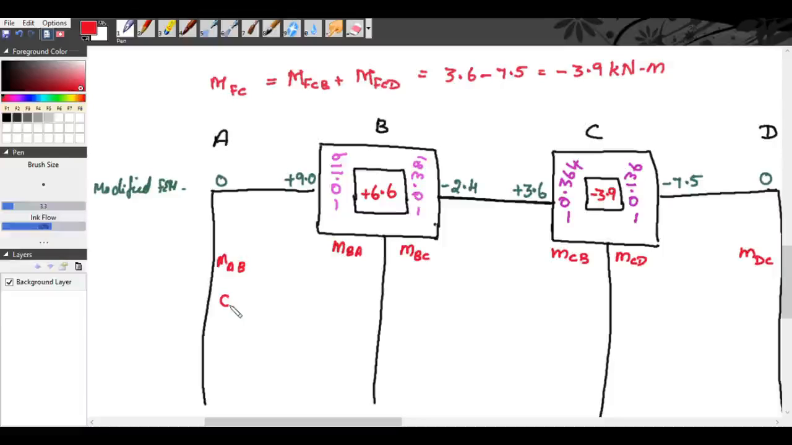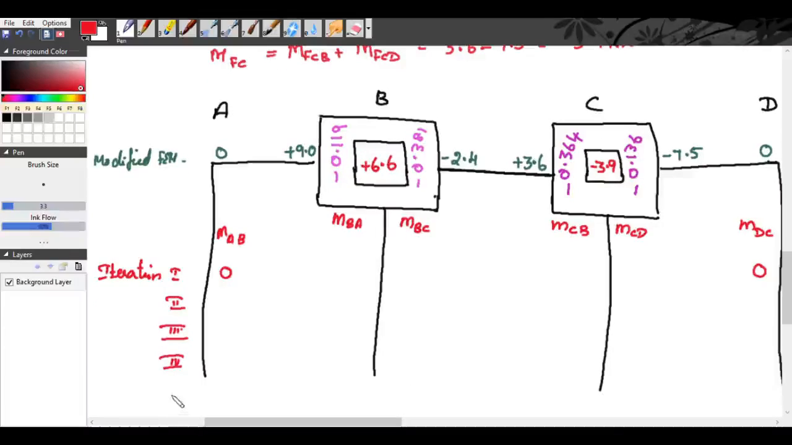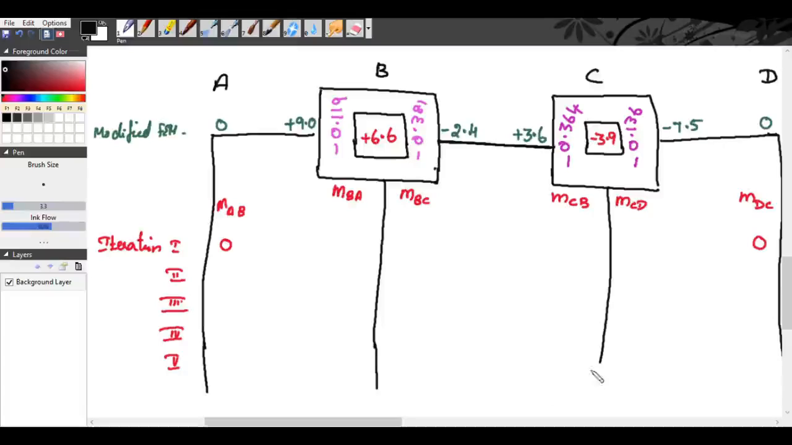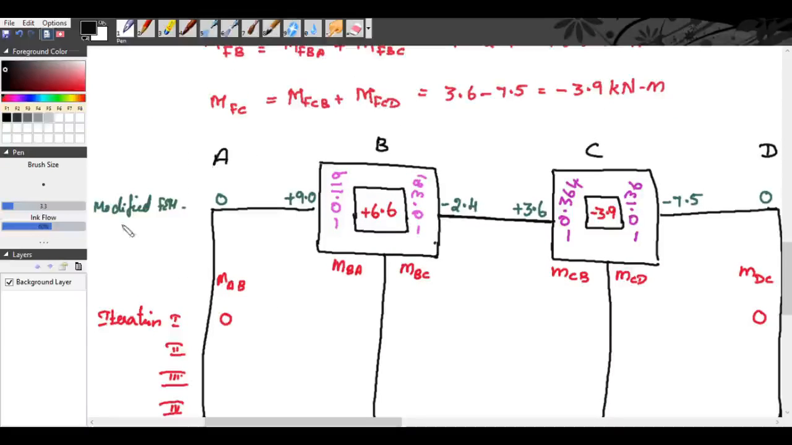So here we do not have any moments. So we have the iterations, right? So this is iteration 1. For the first iteration, we will go for 5 iterations: iteration 2, iteration 3, iteration 4, iteration 5.